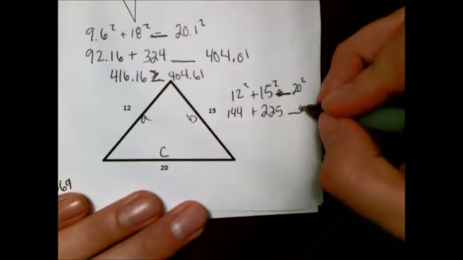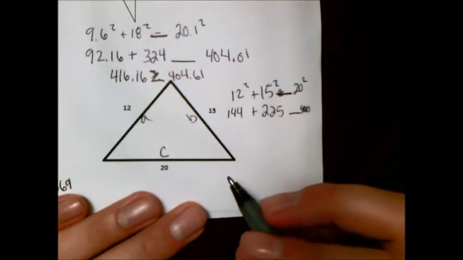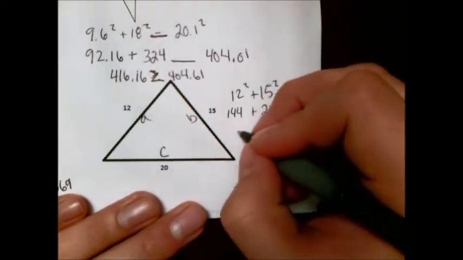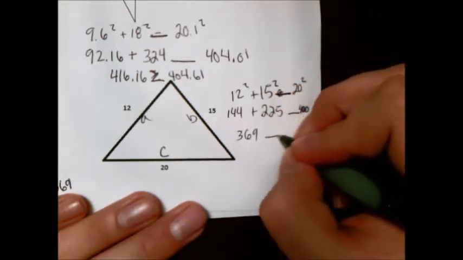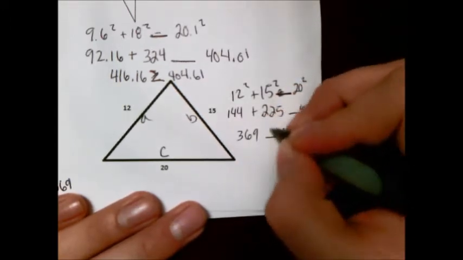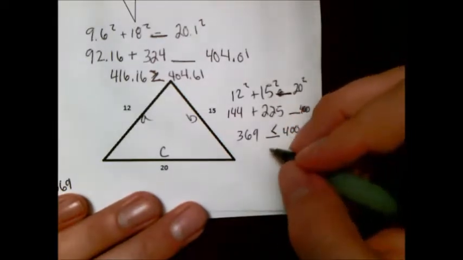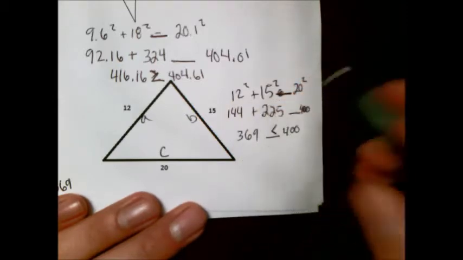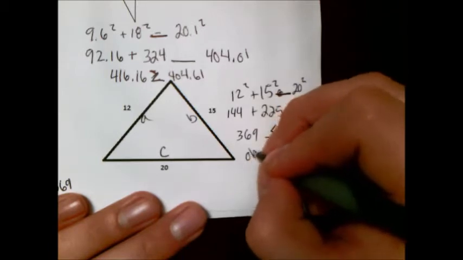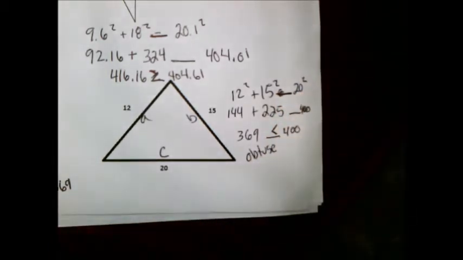So this should be a 400 right here. Sorry, I can't make it bigger. Add these two together, you get 369. This is 400. That means the greater than sign is going to go towards the 400. So we know since A squared plus B squared is less than C squared, we know this is obtuse. Give you a second to copy that down.